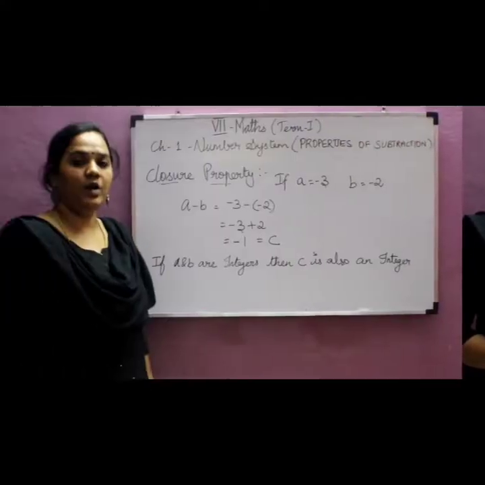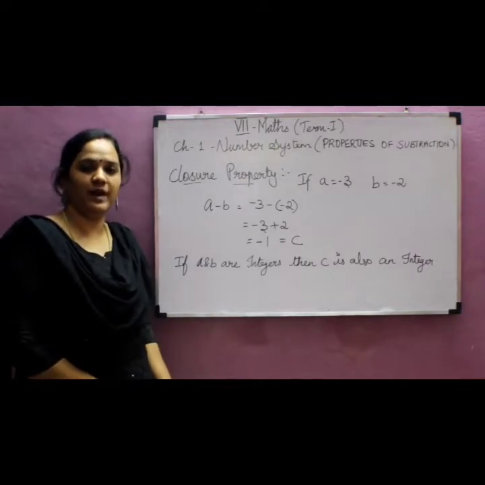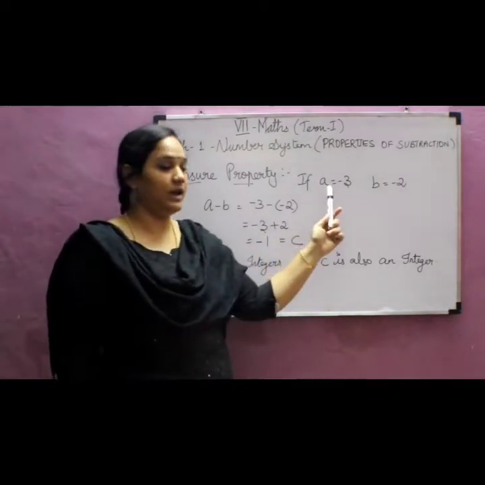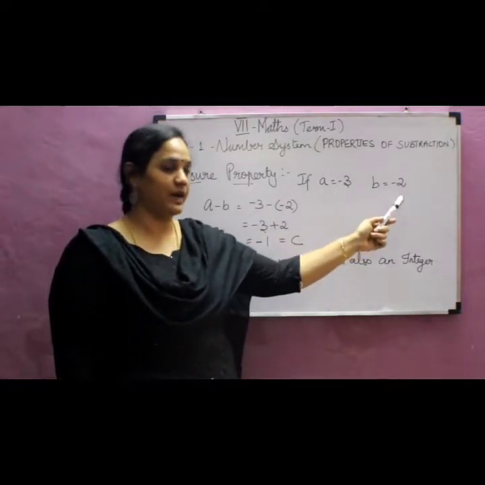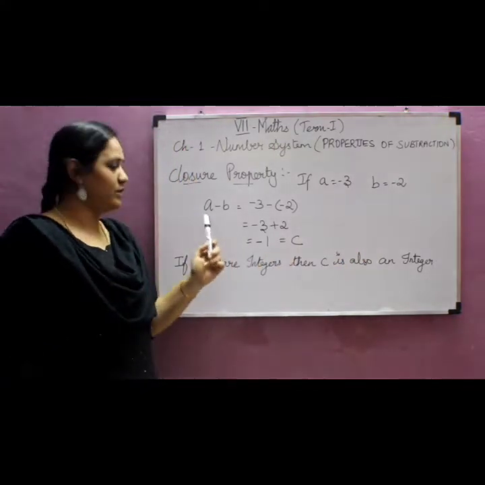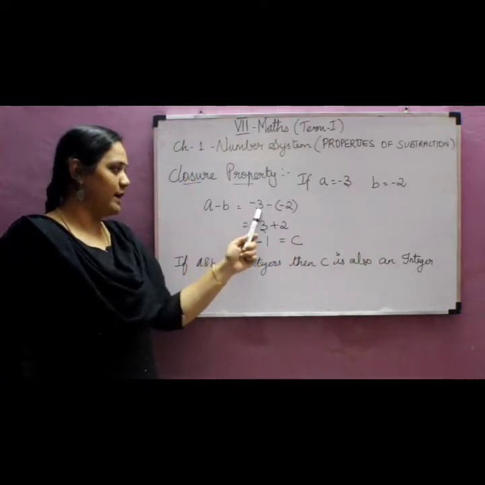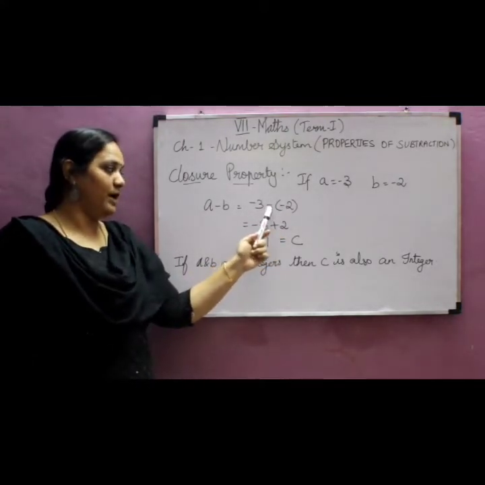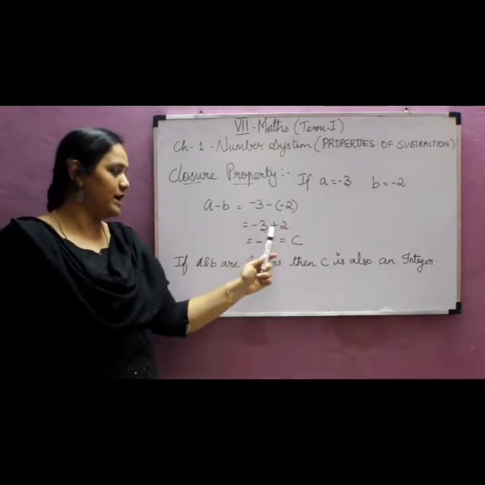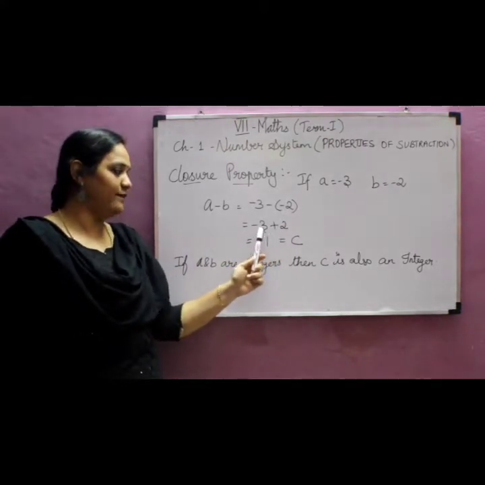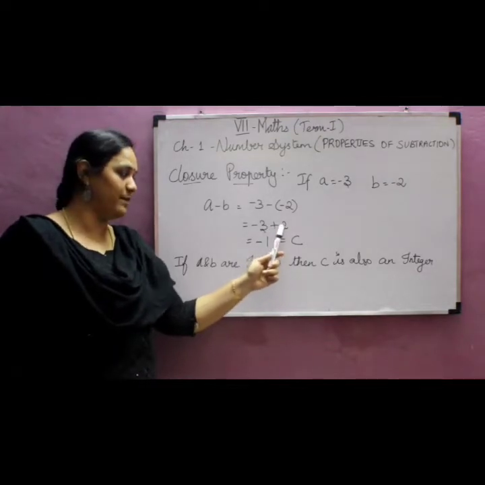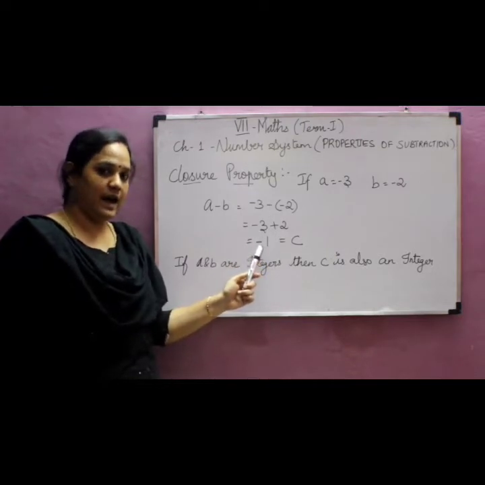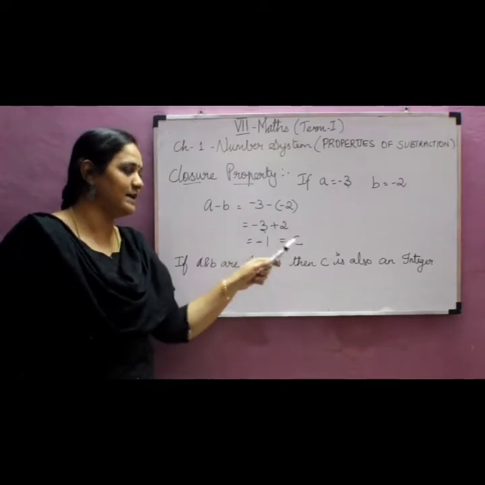Now I am going to explain closure property for subtraction with an example. I am taking small a as minus 3 and small b as minus 2. Now we have to find out a minus b. So the value of a is minus 3 and the value of b is minus 2. Minus 3, then minus of minus 2 is plus 2. So here we have different signs. I have found the difference of these numbers, that is 1, and the greater number's sign is minus. So minus 1 is the answer and I am assuming this answer as c.